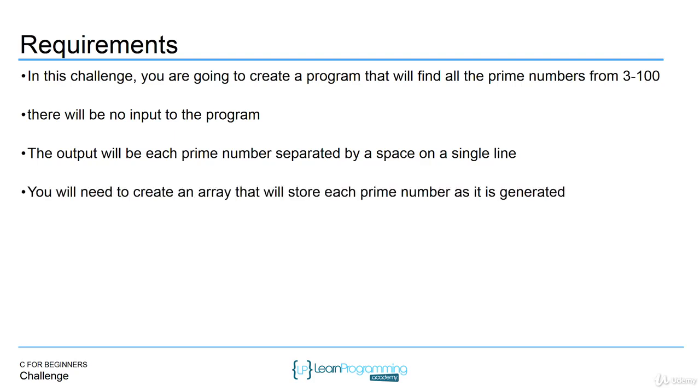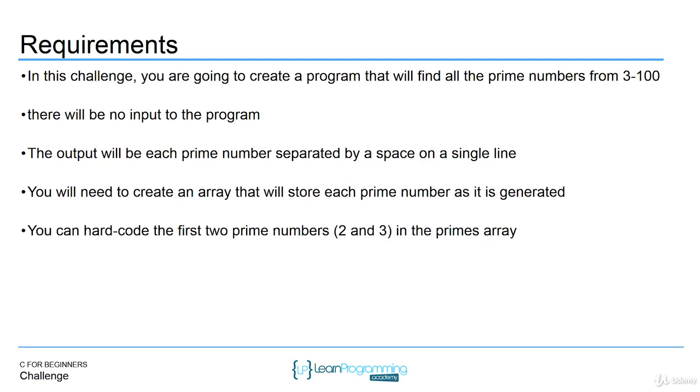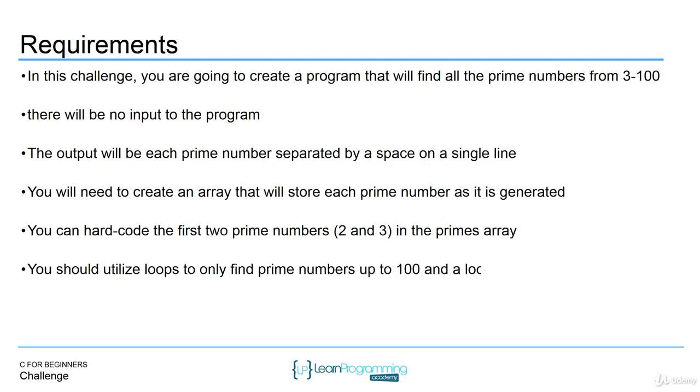You're going to need to create an array that will store each prime number as it is generated. You can hard code the first two prime numbers, which are 2 and 3, in the primes array. So what I'd envision here is that you would create an array, you would name it primes, and you would just hard code the first two in there. And it's important to hard code them too because the algorithm that we're going to use to find prime numbers is going to compare for any other prime numbers. And I'll explain that in a second.